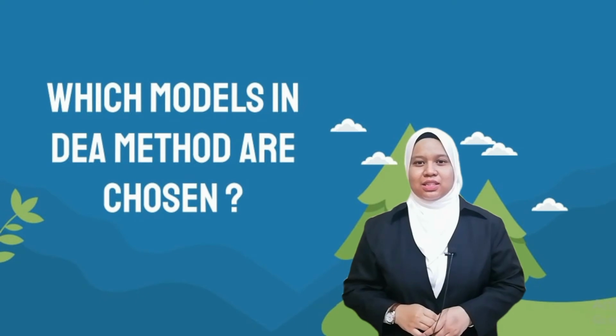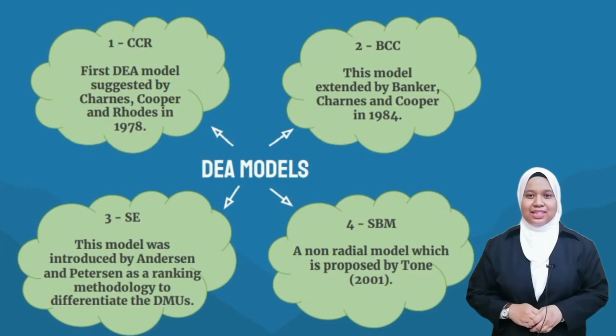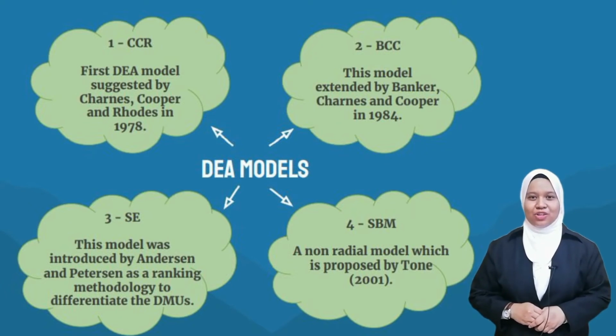Okay, next is which models in the DEA method are chosen. In this study, we have chosen 4 types of models under DEA. First, the Charnes-Cooper-Rhodes model, or known as the CCR model. This is the first DEA model, suggested by Charnes, Cooper and Rhodes in 1978. The second one is the Banker-Charnes-Cooper, also known as the BCC model. This model was extended by Banker, Charnes and Cooper in 1984.